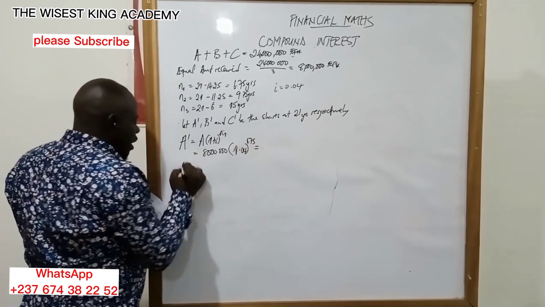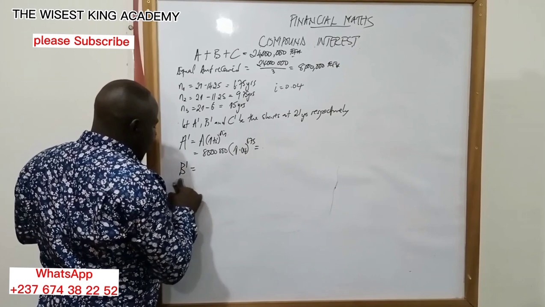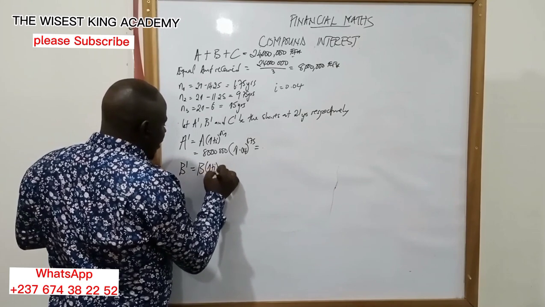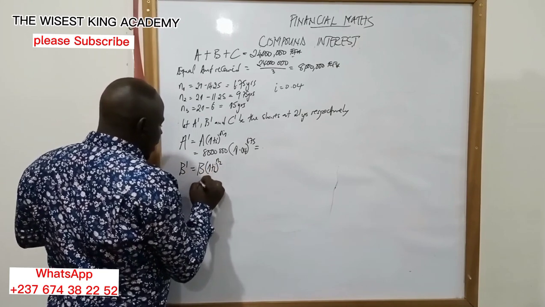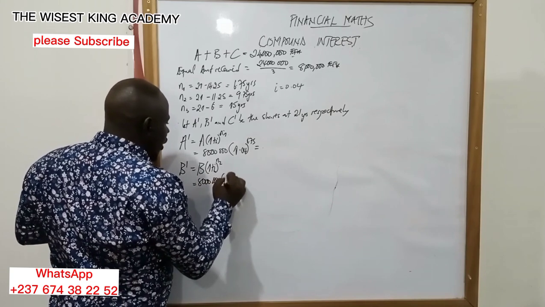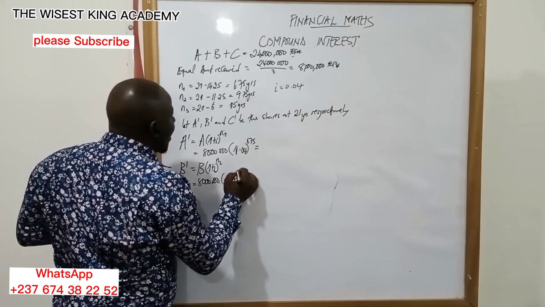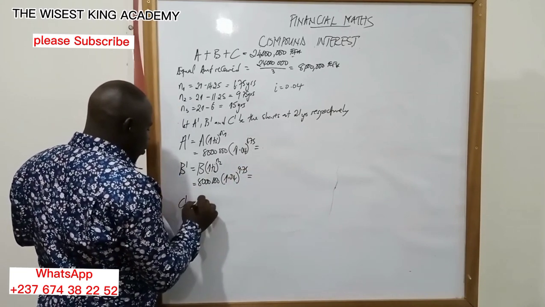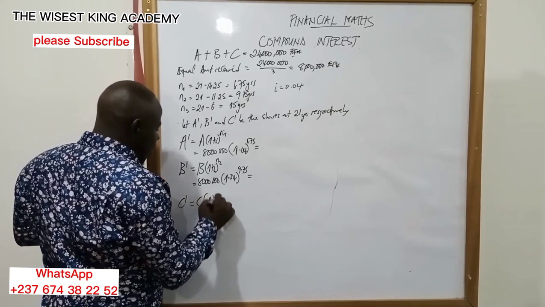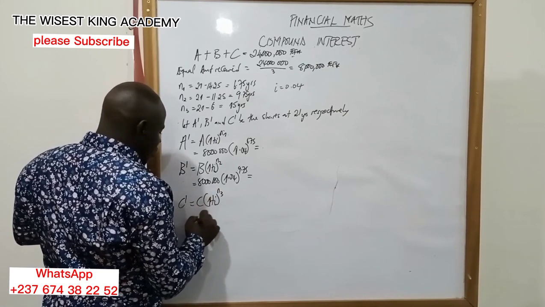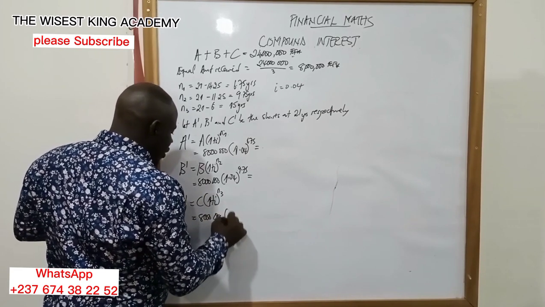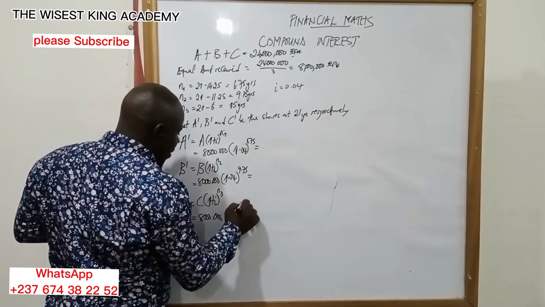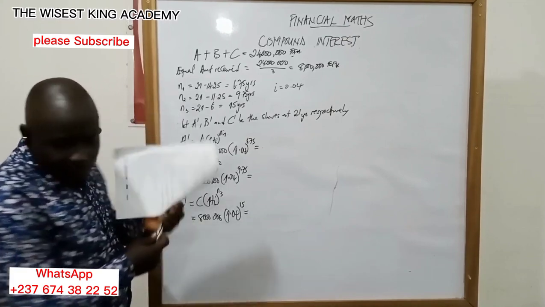B prime will be what B has received now, which is 8 million, into 1 plus I raised to the power n2. So this will be equals to 8 million into 1.04 raised to the power 9.75. And C prime will be C into 1 plus I raised to the power n3. So this is going to be equals to 8 million into 1.04 raised to the power 15. So let's calculate that.